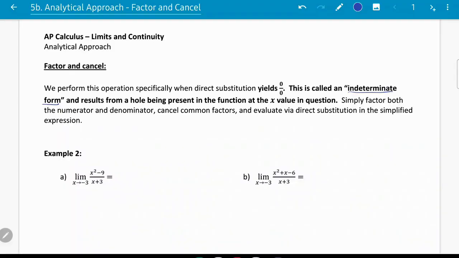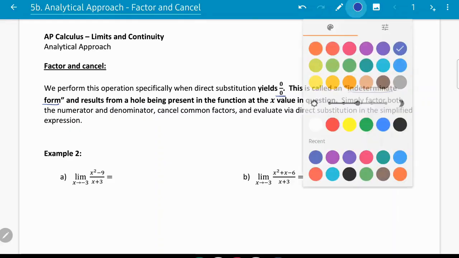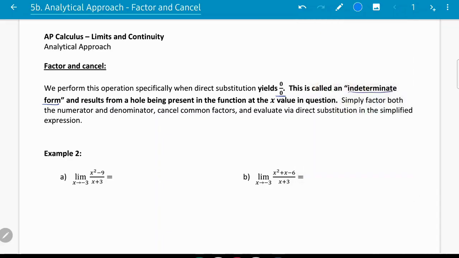So we're going to begin our algebraic methods with factor and cancel. We are going to perform this operation specifically when we get a 0 over 0, which is considered an indeterminate form. And this is a hole in the function. So again, begin with direct substitution.